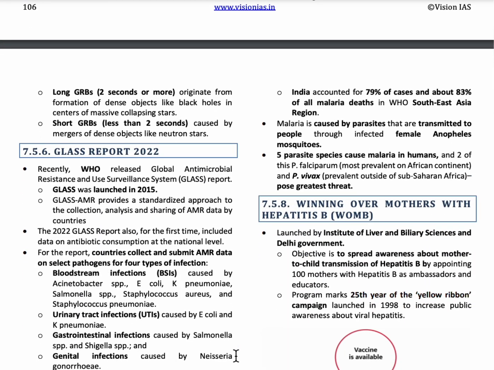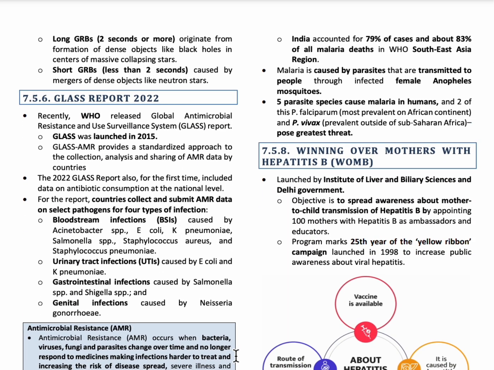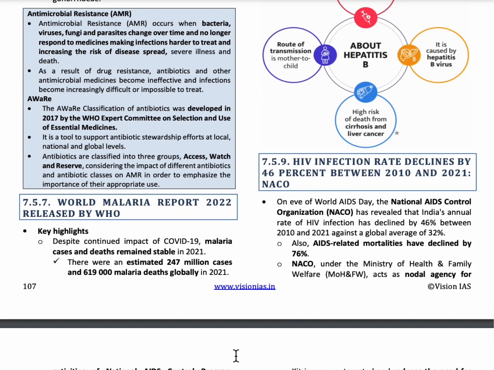The next topic is GLASS report 2022. So GLASS full form is Global Antimicrobial Resistance and Use Surveillance System. So GLASS report is released by World Health Organization and was launched in 2015. So GLASS is an antimicrobial resistance system that provides a standardized approach to the collection, analysis and sharing of the antimicrobial resistance data by the countries.